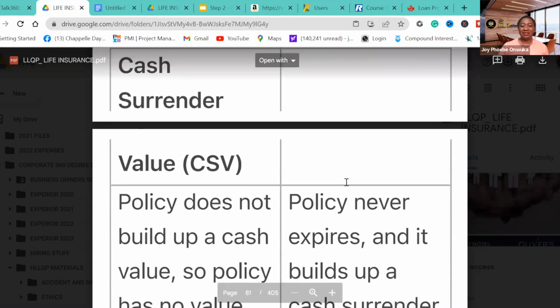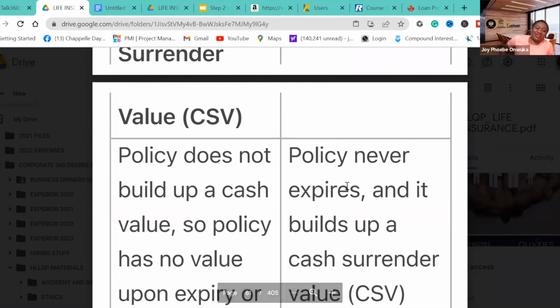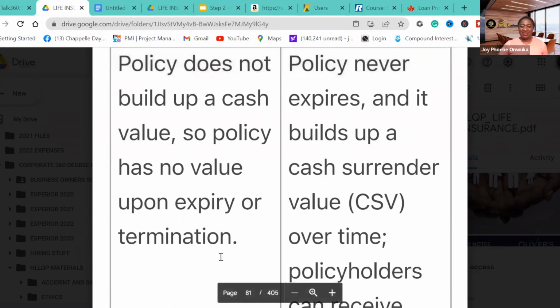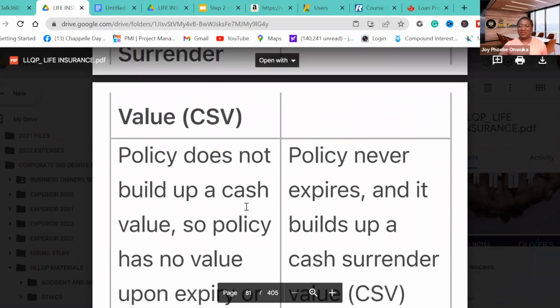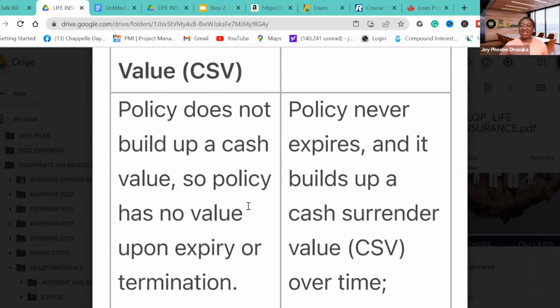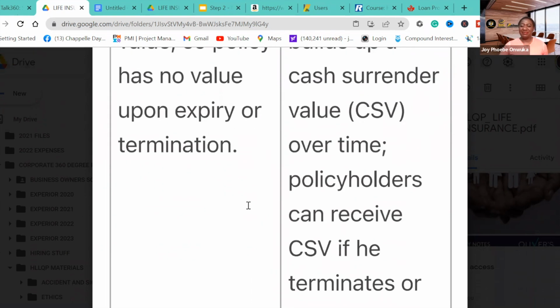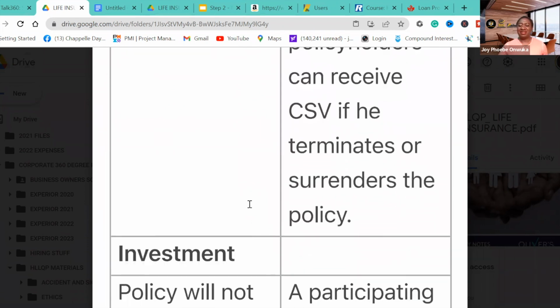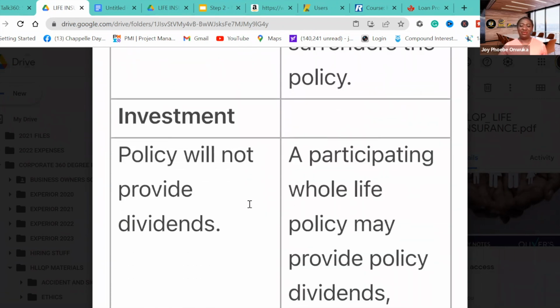All right, so let's talk about cash surrender value as it applies to term insurance and whole life. As we all know, term insurance doesn't build any cash surrender value. The policy has no cash value upon expiry or termination. However, with whole life, the policy never expires and it builds up cash surrender value over time. Policyholders can receive cash surrender value if they terminate or surrender their policy.